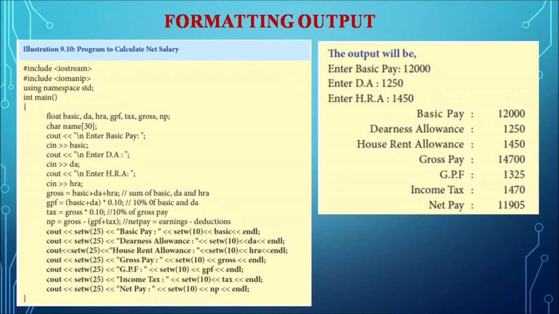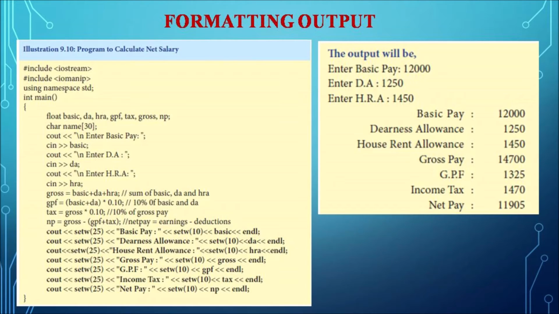We are going to declare the float variables for the basic amount, DA, HRA, PF, tax, gross and net payable. All these we declare with the float data type. And for gathering the name we are going to use a character array, with a maximum length of 30.